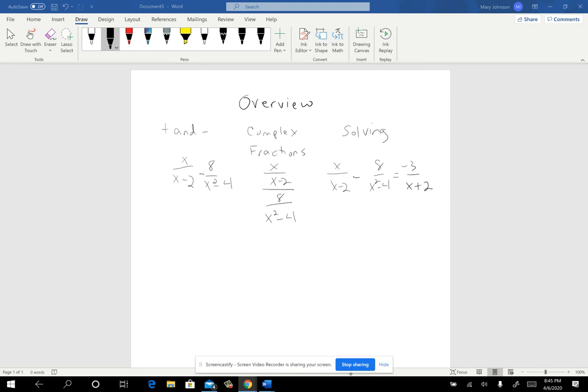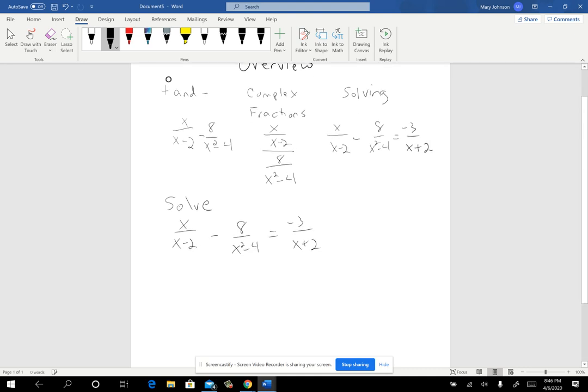Okay, I want to start with if you were asked to solve something like x over x minus 2 minus 8 over x squared minus 4 equals negative 3 over x plus 2. What I want you to pay attention to is how we use the least common denominator in each of these cases. All right, so with solving, you're going to use the LCD to clear the fractions.